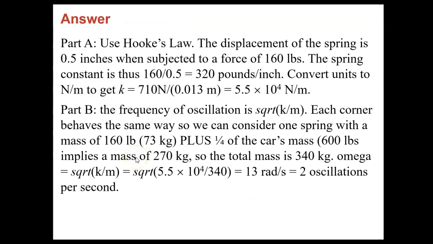So here we go. If we use Hooke's law, the force equals the spring constant times your displacement. The displacement on the spring is 1/2 inch when subjected to a force of 160 pounds. The spring constant then is 160 divided by 0.5 pounds per inch. Convert this to newton meters, you get k is 710 newtons divided by 0.031 meters, or a spring constant of 5.5 times 10 to the 4th.